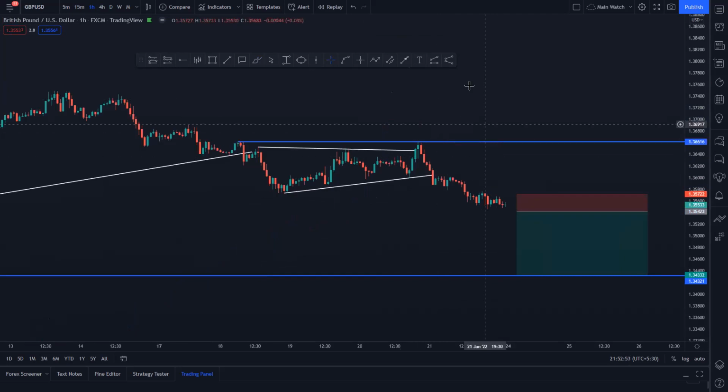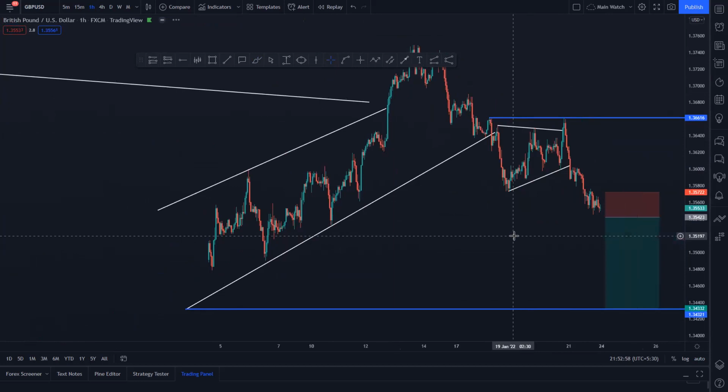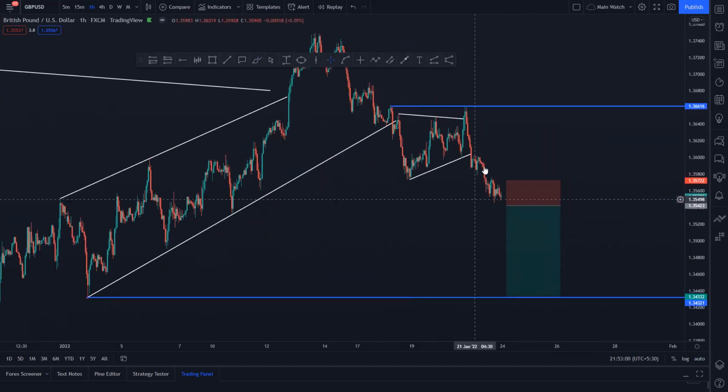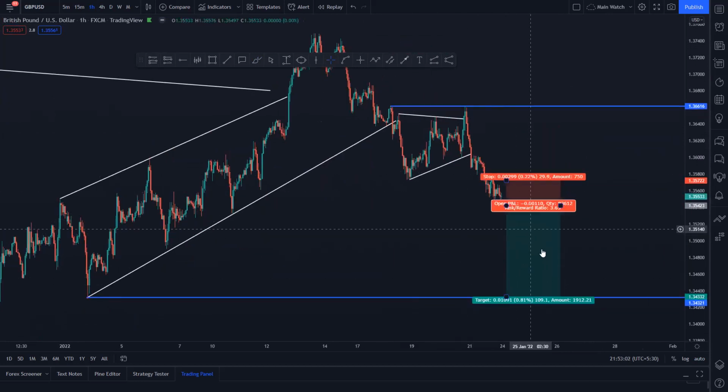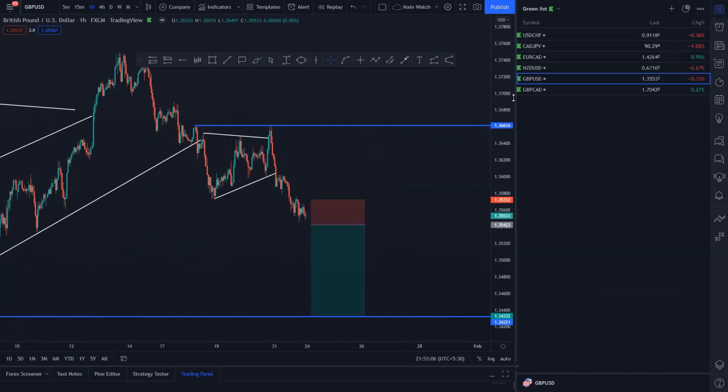Okay, so still I'm looking for any kind of flag entry setups or any kind of good correction which gives me a confirmation to get involved. And this has a very good opportunity to capitalize up to the low of the pattern, because this is a very important high probability structure. So GPUST, I'm looking for more on the short side.